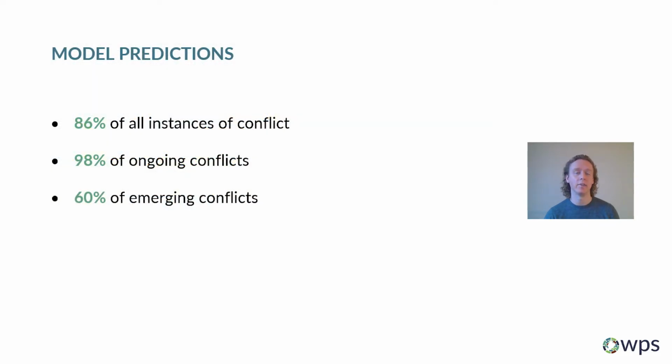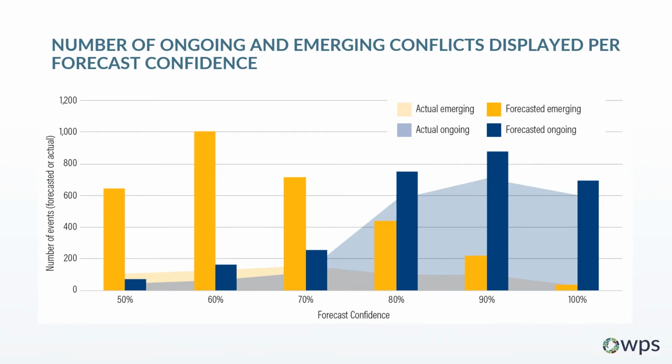On the one hand, the model correctly predicts 86% of all instances of conflict, 98% of ongoing conflicts, and 60% of emerging conflicts. On the other hand, a prediction of conflict does not guarantee its presence. The model's conflict signal is noisy, with half of all conflict predictions representing false positives. These are instances where conflict is forecast but does not actually occur. As the figure on the screen shows, most incorrect predictions represent forecasts with only a 50 to 75% confidence.